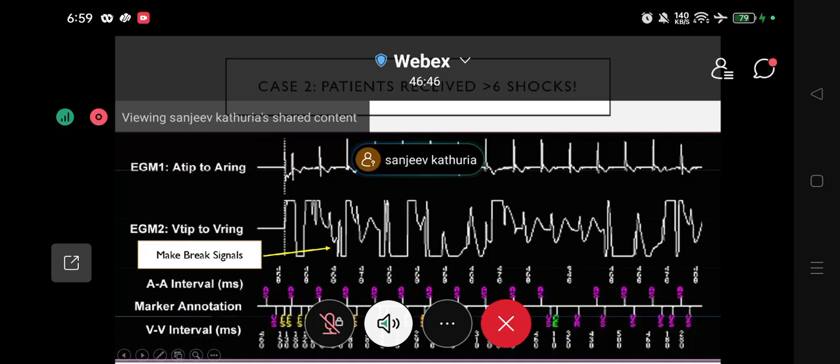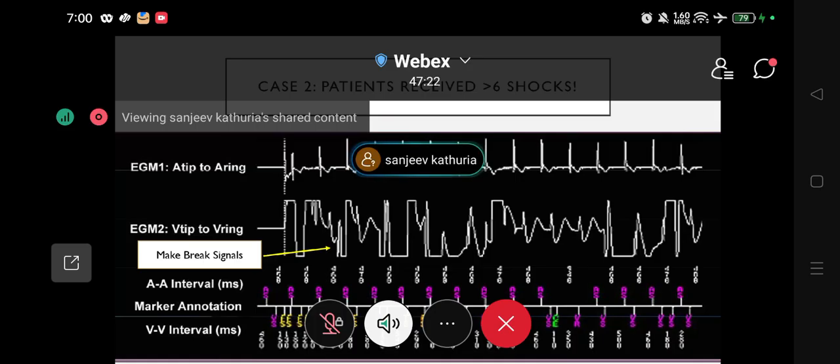In the same slide, please see two things, EGM1 and EGM2. EGM1 is tip to ring. This is known as near field. In your lead, there is a tip, which is the cathode, and there is a ring, which is the anode. The distance between them gives the near field EGM. Near field means the closest possible view of the lead. And then there is EGM2, tip to ring or sometimes tip to can. The can means the broader picture.